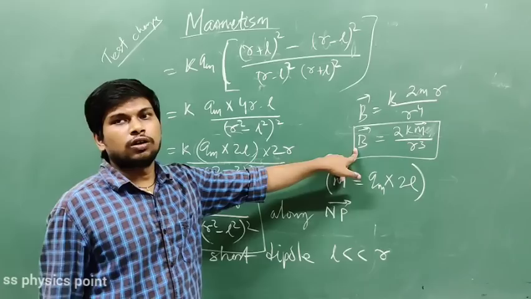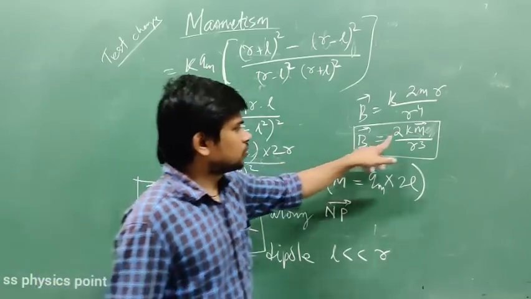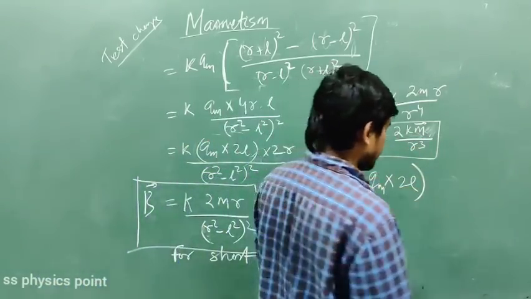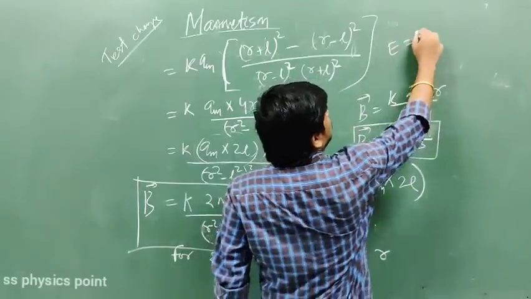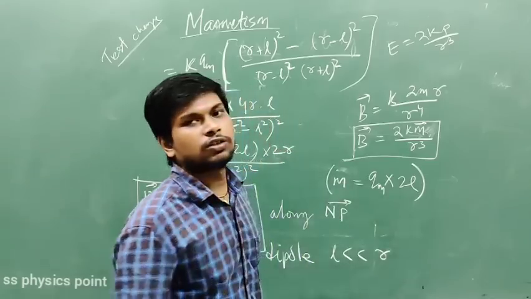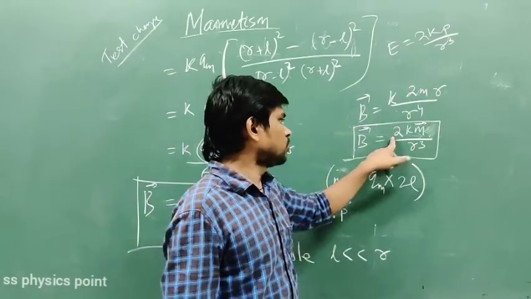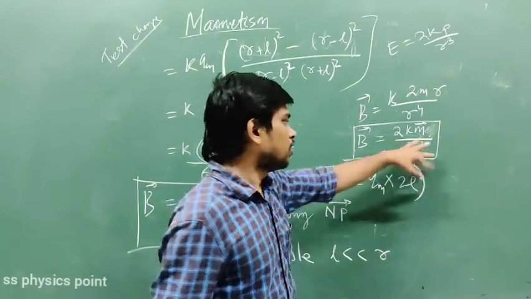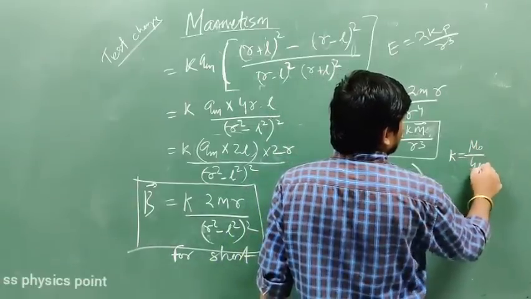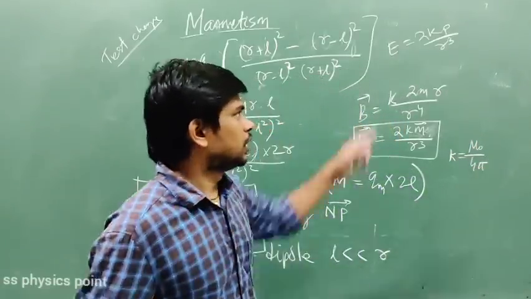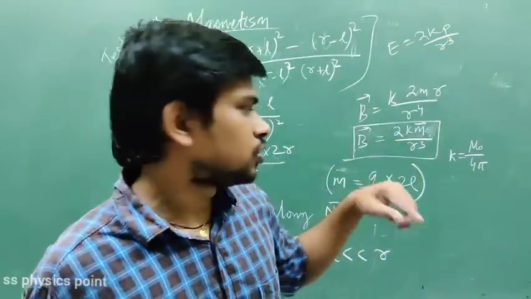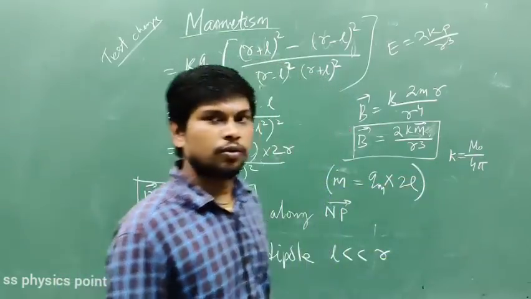For a short dipole, the magnetic field equals 2km by r cubed. It is similar to the electric field. In the electric field, what did we get? Electric field 2kp by r cubed. This was the expression for a short dipole. Here 2km by r cubed, and here what is the value of k? Remember mu naught by 4 pi. Don't forget. There k is 1 by 4 pi epsilon 0. Here you should mention k equals mu naught by 4 pi.